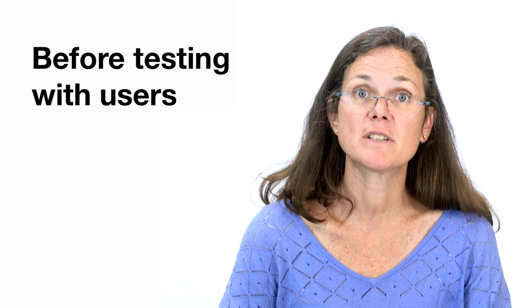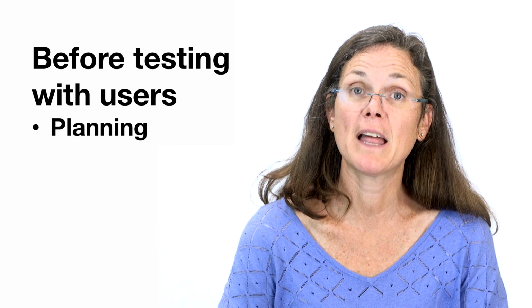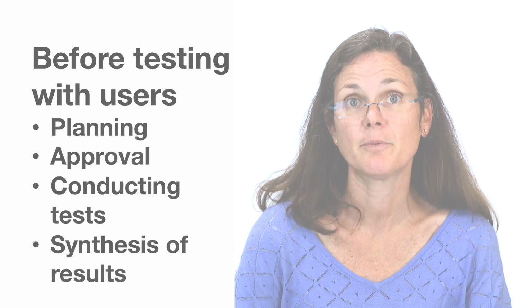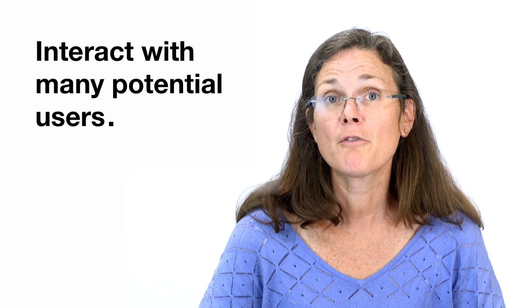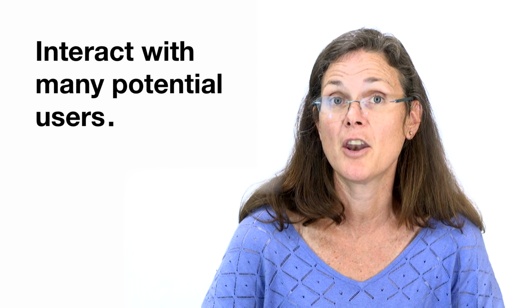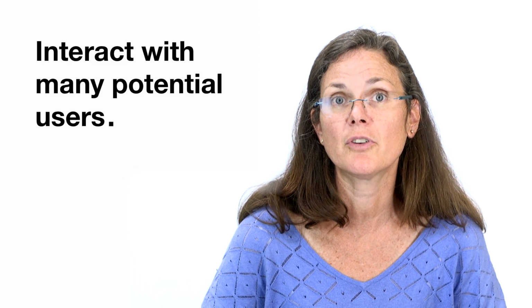Testing with potential users takes a lot of time. Your team needs to establish time for planning, approval, testing, and synthesizing the results. In addition to taking a while, tests involving users have greater variability than direct measurements. This is because different individuals will have different opinions about your design and how it works. Therefore, you need to plan to interact with a wide variety of users, clients, and other individuals. As a general rule of thumb, 20 to 30 users is a lower bound.